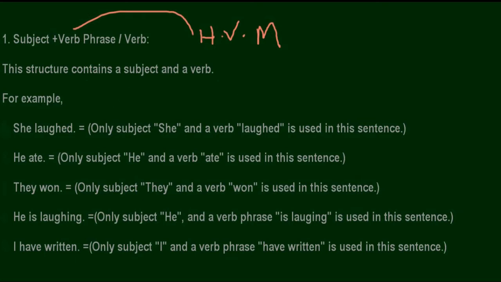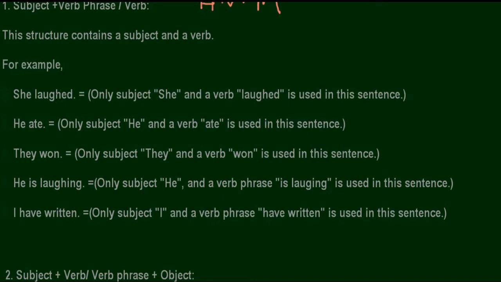For example, she left. So in this structure we have a subject and we have a verb, left. Only a subject, she, and a verb, left, are used in this sentence. So this is called the first structure. In the same way, the third sentence: they won. They is the subject, won is the verb. So we have only two things in this structure, the subject and verb.